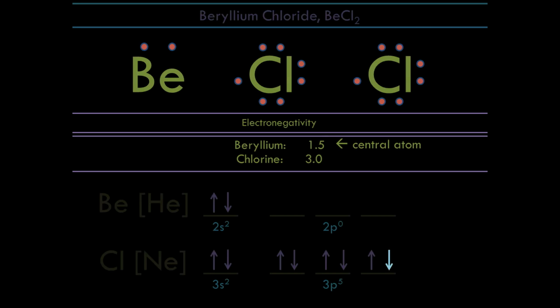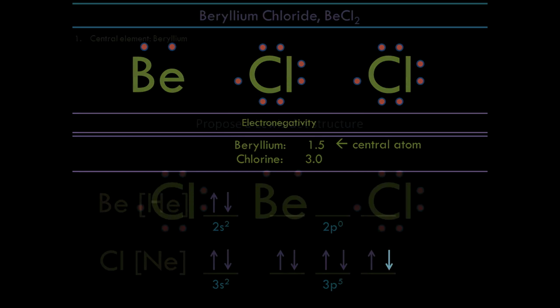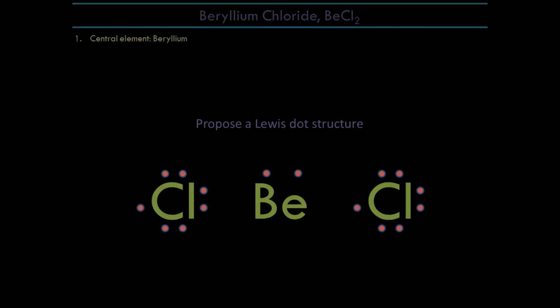Now, beryllium chloride is a molecule. It's not an ionic compound. The difference in electronegativity is not that high, 1.5, although it will have its ionic properties as well. But it is a molecule. Alright, so next, propose a Lewis dot structure. So beryllium is the central element. Place it at the center. Place the two chlorines at the side.